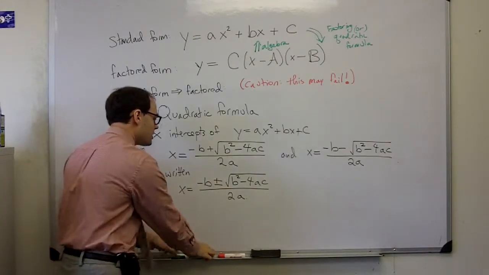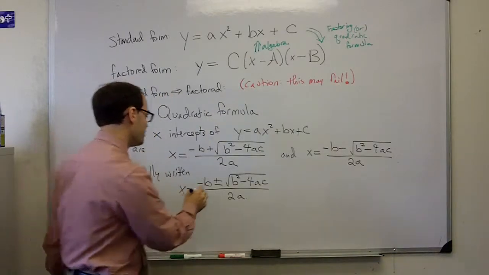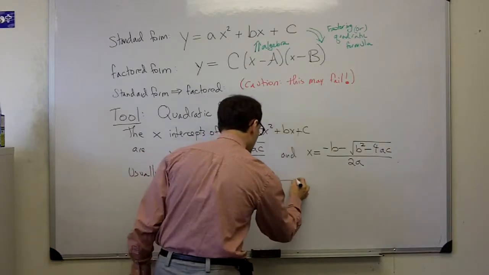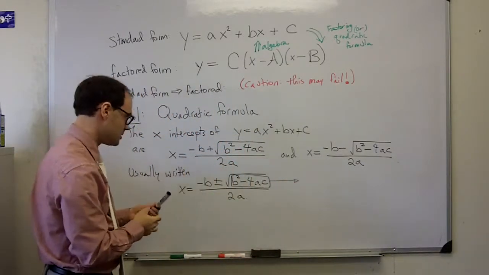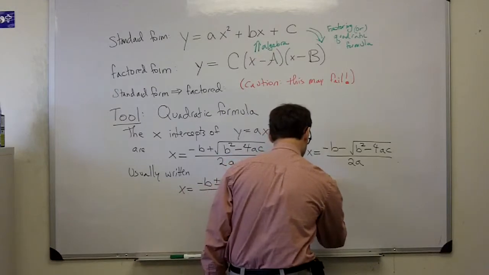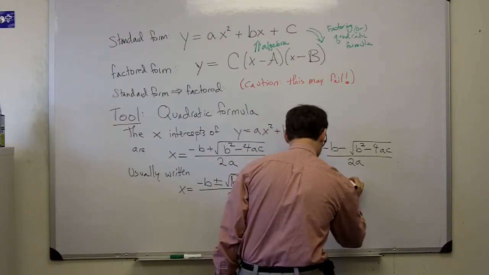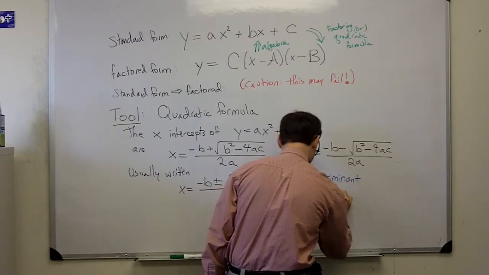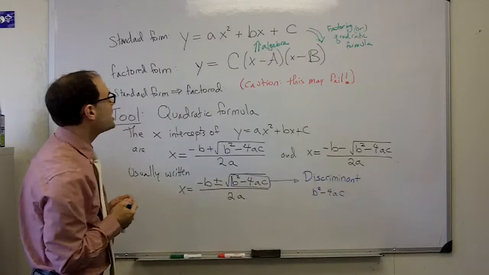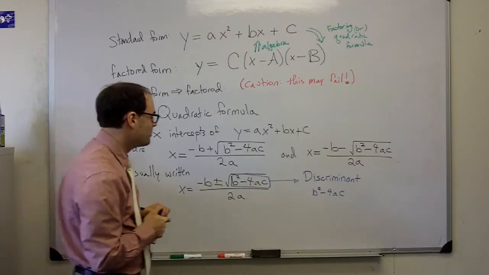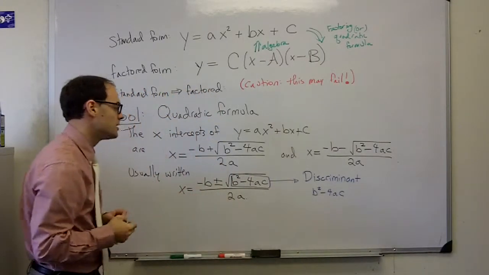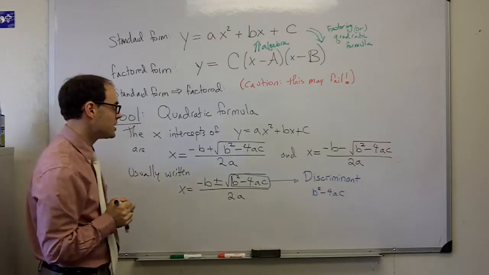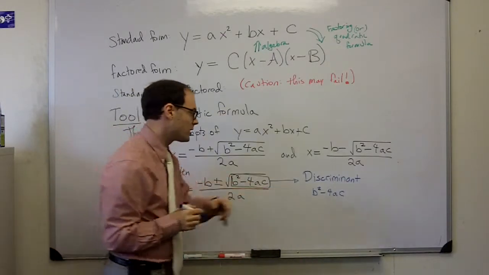Now there's a very important part of this tool. That very important part is this b squared minus 4ac part. Let's pull that guy out. This is called the discriminant. You see, any of the problems with the factoring can be detected by looking at this discriminant. And in fact, the three cases of how many x-intercepts you have come about by looking at this discriminant.